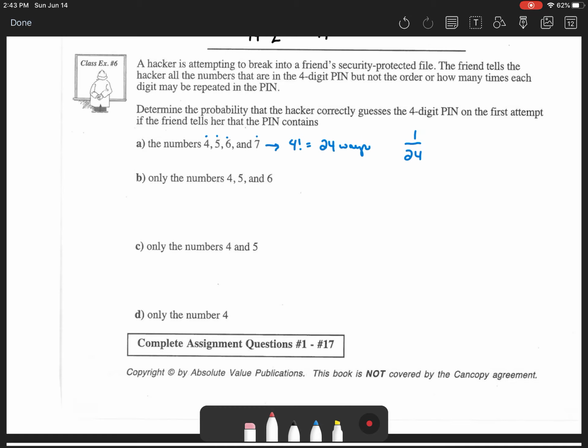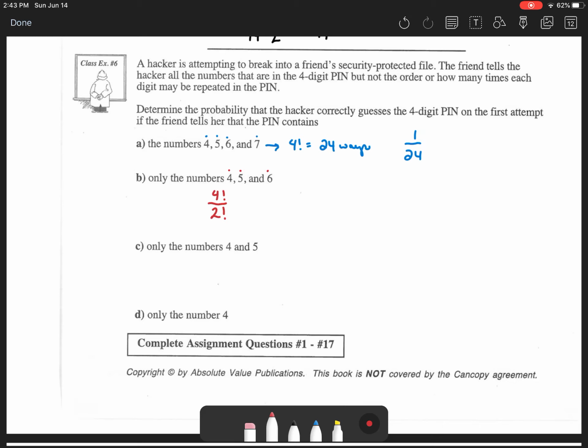Now in B, we're only using the numbers 4, 5, and 6. But remember, I have 4 spaces to fill here, right? So I'm using 3 numbers and I have 4 spaces to fill. So one of these numbers is going to have to be repeated twice, because you have to use 4, 5, 6, so that fills up 3 spaces out of the 4. The fourth blank, one of those numbers has to be repeated. So really the calculation would be 4 factorial, and you'd have to divide by 2 factorial, because you're going to be repeating one of the numbers.